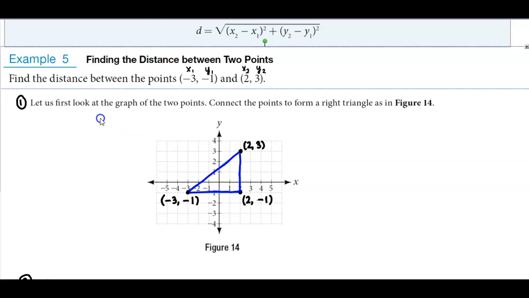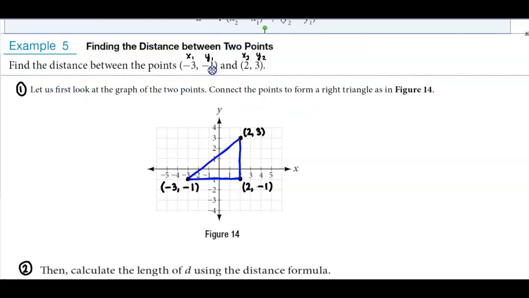But first, let us take a look at the graph of the 2 points and then connect the points to form a right triangle. So when we plot (-3, -1), starting at the origin, we're going to move over 3 units to the left and then down 1 unit. And then for (2, 3), we're going to move to the right 2 units and up 3. So when we connect those points, this is the distance between those 2 points.